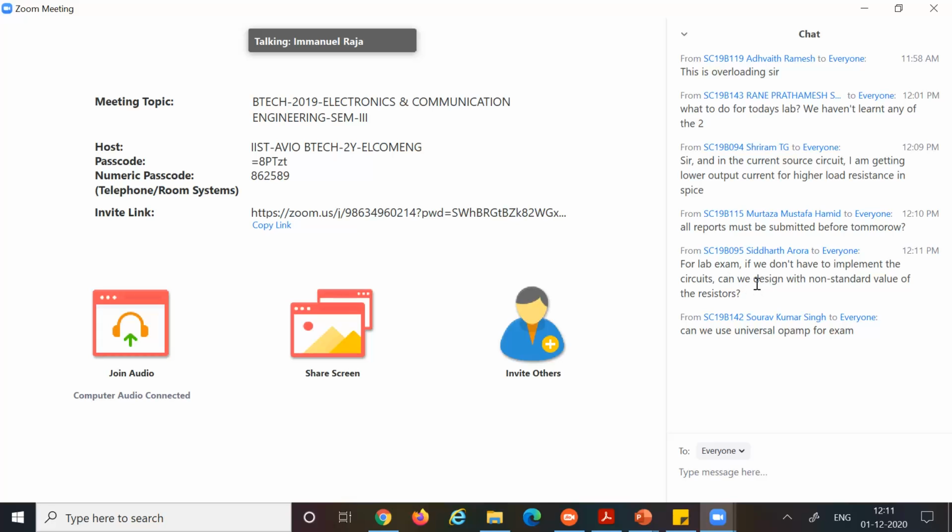Siddharth has a question. You can use non-standard values of resistors, but I would prefer that you use the standard values. In fact, for one or two of the assignments, I've given the standard resistor sheet. Saurav is asking, can you use universal op amp for the exam? No. Please try to use either OP07 or 741 or any of the other real op amps. Don't worry, I'll not give you 7.5 kilohertz. I'll try to give you lower values.